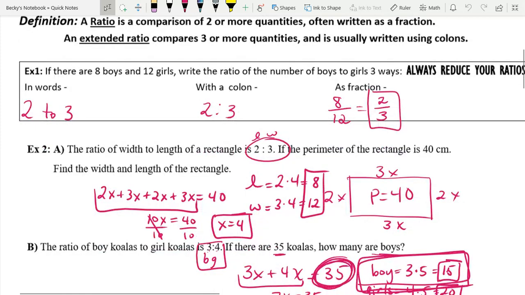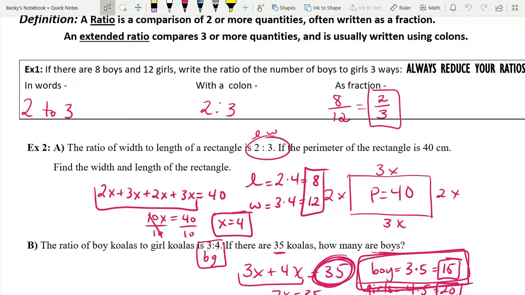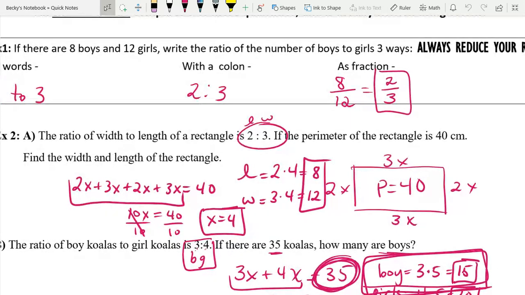When you do example 2, it says the ratio of the width to length in a rectangle is 2 to 3. If the perimeter of the rectangle is 40, find the width and length of the rectangle. Okay, so I know there's a lot of information here. Let me talk you through this. So I drew a picture of a rectangle, and I know from the directions, the length is 2 and the width is 3, but the perimeter is 40.